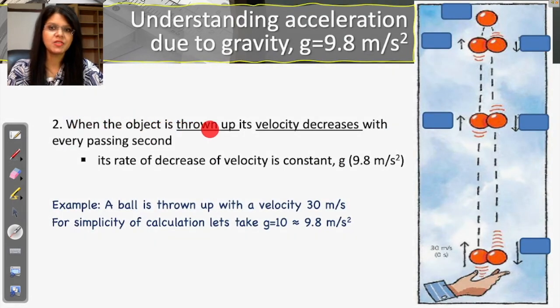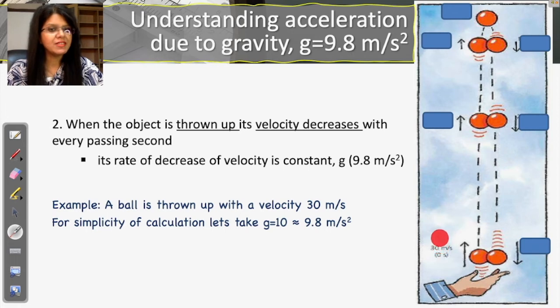So when an object is thrown up, its velocity decreases with every passing second. Its rate of decrease of velocity is constant, 9.8 meters per second square. This is a statement which we have taken forward from the previous slide. Let us understand with the help of an example. A ball is thrown up with a velocity of 30 meters per second. You are throwing up a ball with your hand. Initial velocity is 30 meters per second. For the simplicity of calculation, let's take G as 10, which is approximately equal to 9.8 meters per second square.